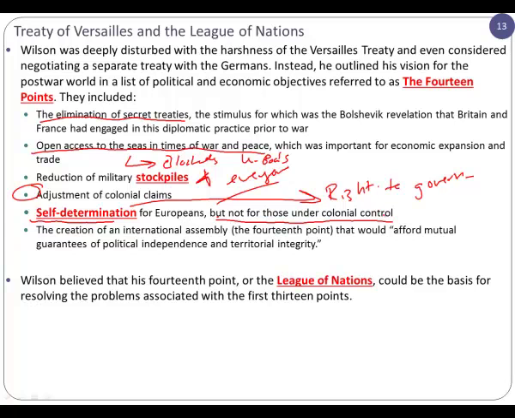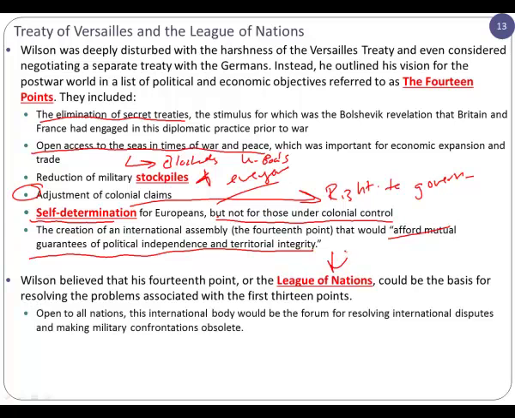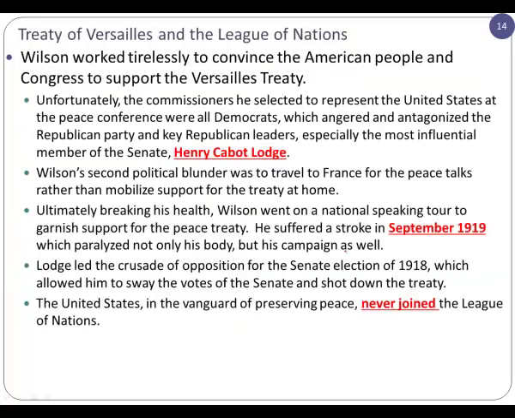Okay? The League of Nations is the crown point. Afford mutual guarantees of political independence and territorial integrity. League of Nations. One problem with this, though, is that we never join it. Okay? It's our idea. It sounds great on paper, and we never join it. Hypocritical. Good luck, Europe. Okay? Anyways, working tirelessly to support the Versailles Treaty.